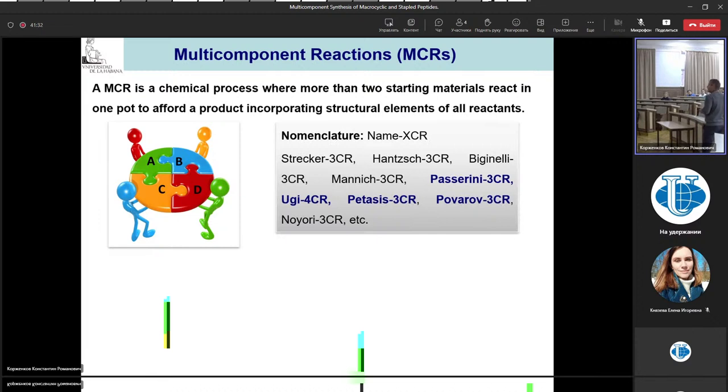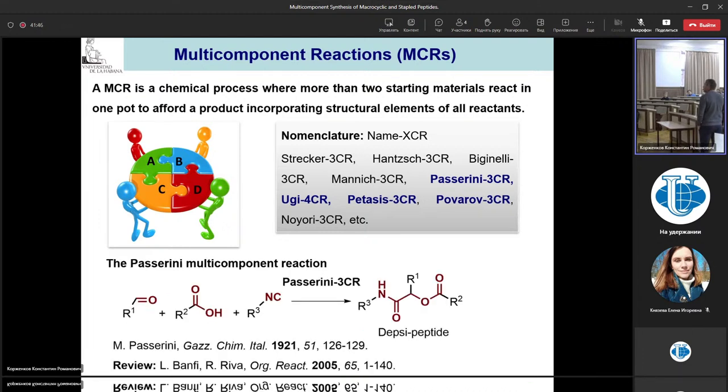These are the names of the most famous ones. In blue are those that I'm going to talk about, but there are a lot of them. Every year, two or three new multi-component reactions are described. So it's a field where a lot of creativity can be placed. And this is, for me, the favorite multi-component reaction.